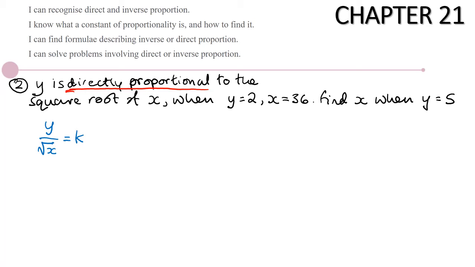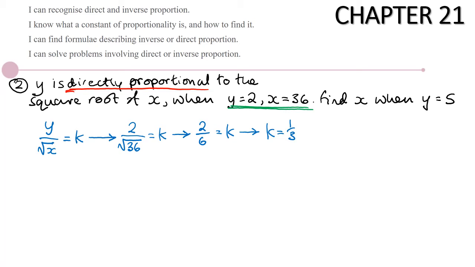in this question. So now I need to find k, and the way that I'm going to find k is by using this information that's been given here. I'll underline it in green. So I replace y with 2 and x with 36, so it's the square root of 36. That's what k equals. So that's going to be 2 over 6, and if I simplify that, k equals a third. So the formula that I'm going to use is that when I do y divided by the square root of x, I always get 1/3.